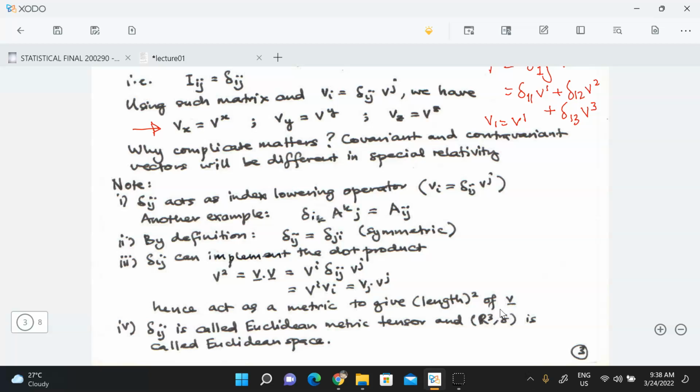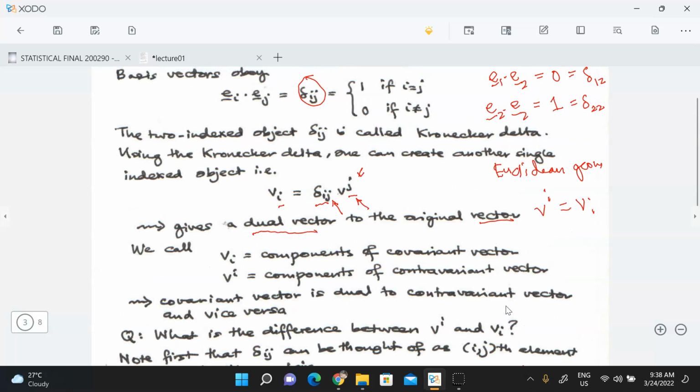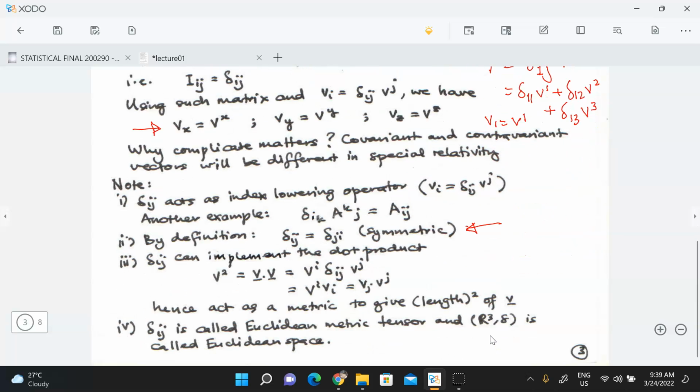Now let's introduce another property of your Kronecker delta. It must be symmetric. Because by definition, if i equals j, it's 1. If i is not equal to j, it's 0. But I can simply swap this and you have the same definition. Convince yourself. If you swap between i and j, it's just the same thing. So that tells us this property of the Kronecker delta is essentially symmetric. That's just an intrinsic property of your Kronecker delta.